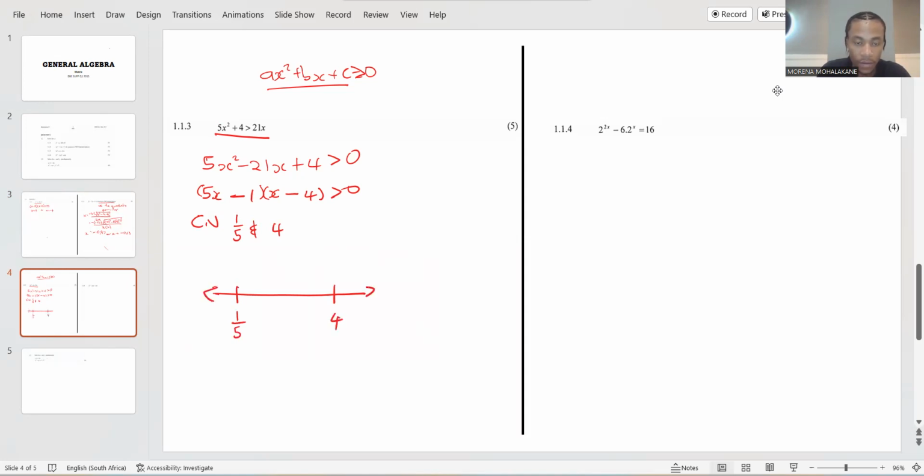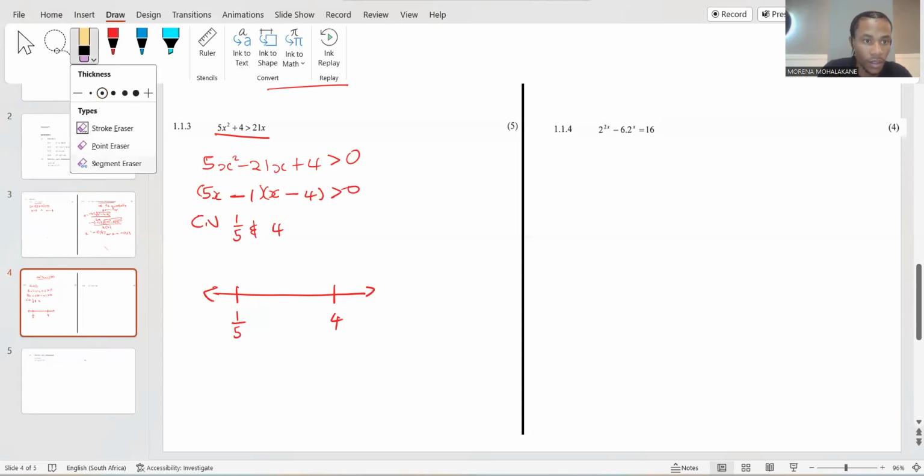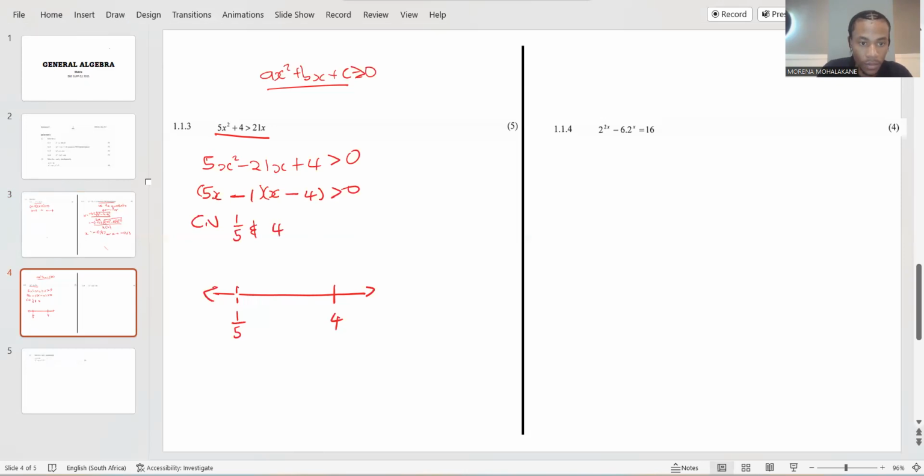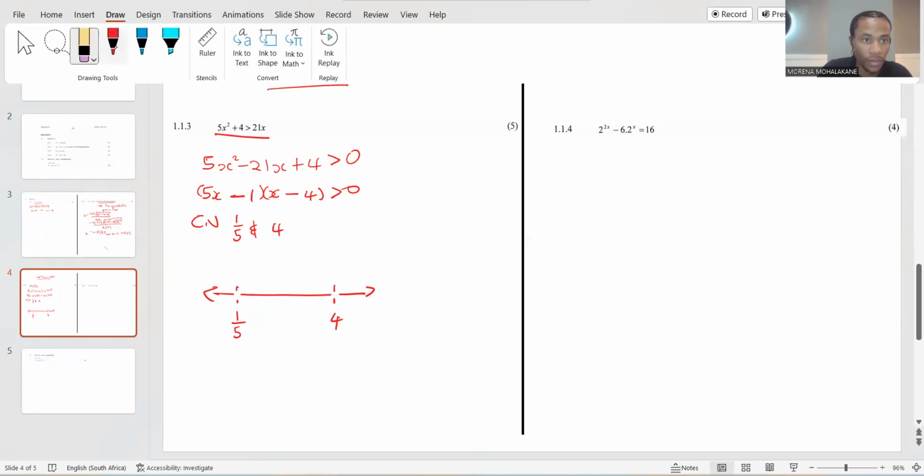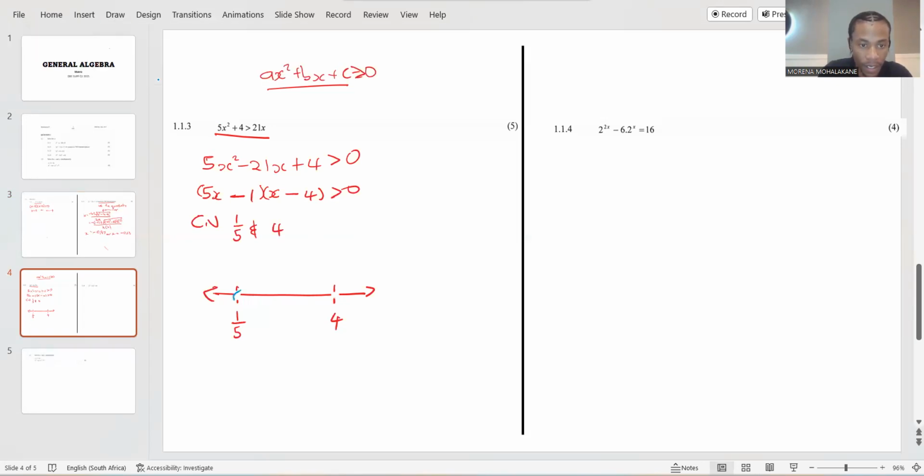This continues there. I know that they are not included, they won't be included. I'm going to have something like this. They're not included. And then I'm going to look at the value of a.